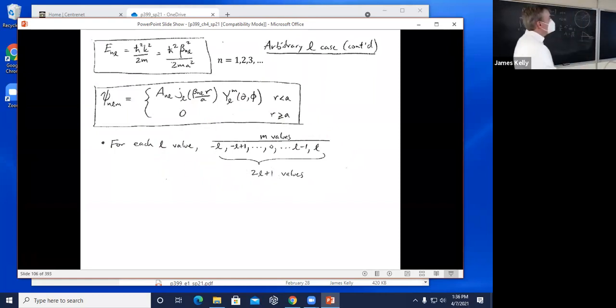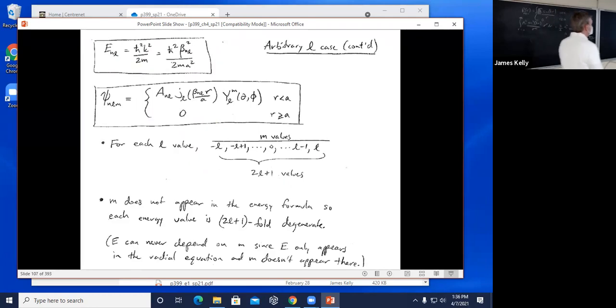Okay, so the point was, this energy doesn't depend on that integer m. And so there's some degeneracy. There are lots of different states, all with the same energy. That means we have energy degeneracy. So for each l, there are 2l plus 1 different states of definite energy that have the same energy.